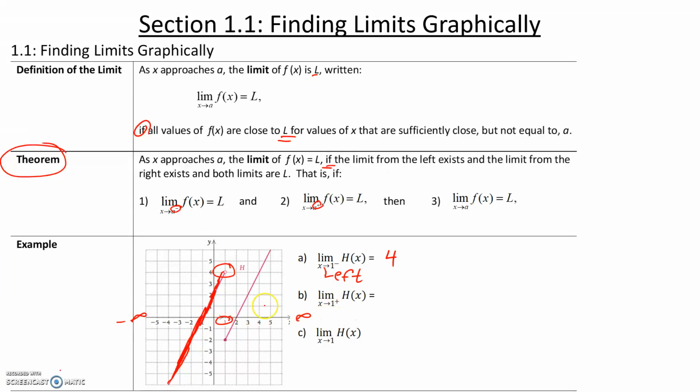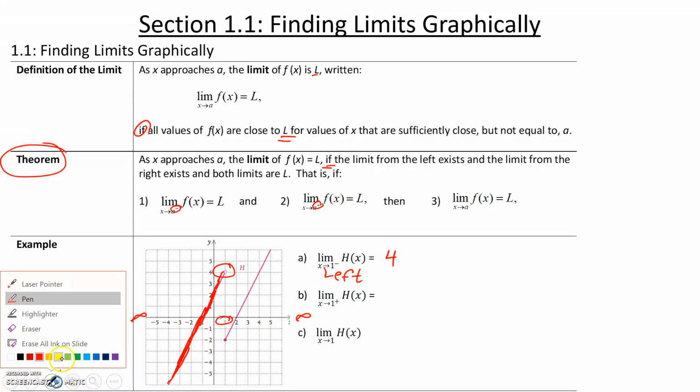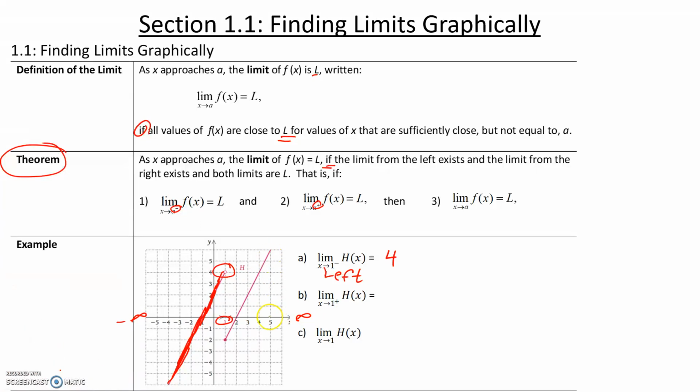Now let's take a look at what's happening when x approaches 1 from the right, from positive infinity. As x approaches 1 coming from the right, the graph is behaving this way. Now coming from the right, the graph is approaching this value, which is -2. So the limit of h of x as x approaches 1 from positive infinity approaches -2.